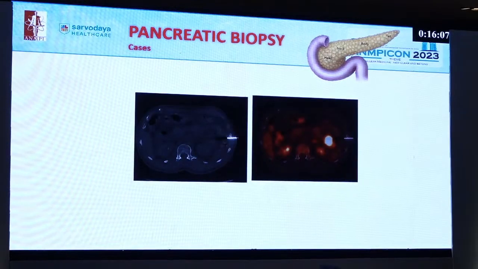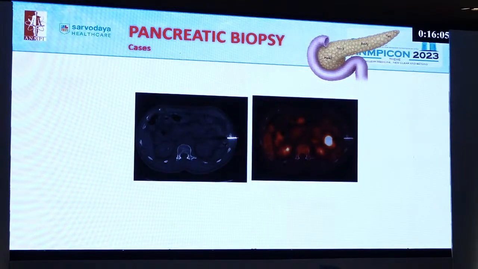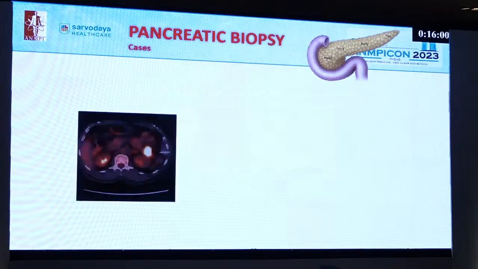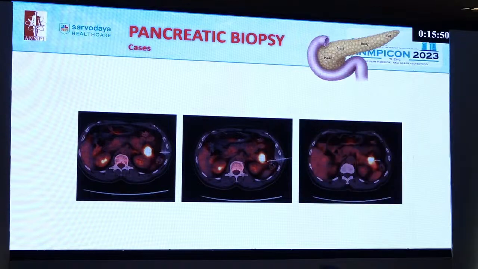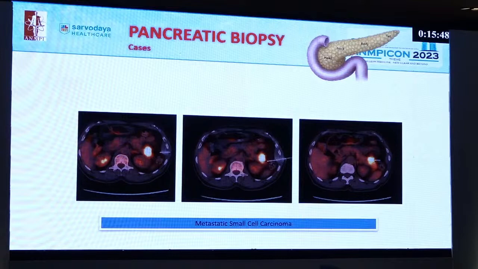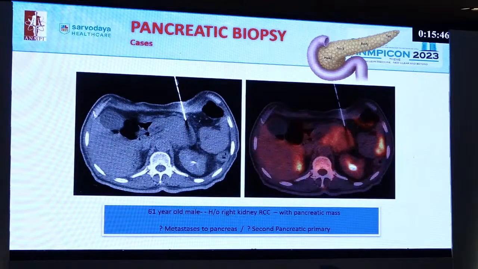So step by step we went to the lesion. We displaced the bowel loop with the blunt needle. There is some hematoma at the entry in the peritoneal cavity, and slowly we approached the pancreatic lesion and did a biopsy from the pancreatic lesion that turned out to be metastatic squamous cell carcinoma. Now, the anterior approach.